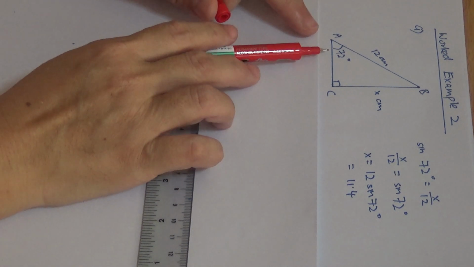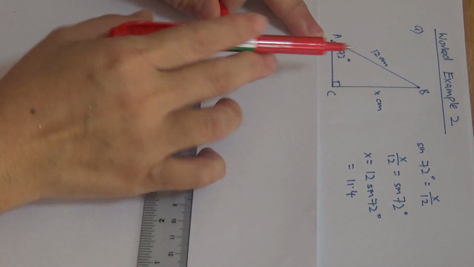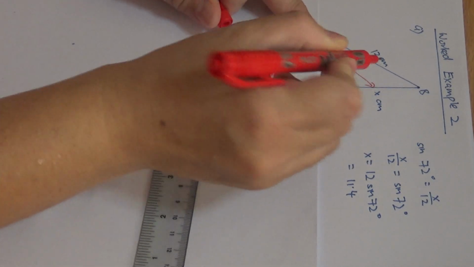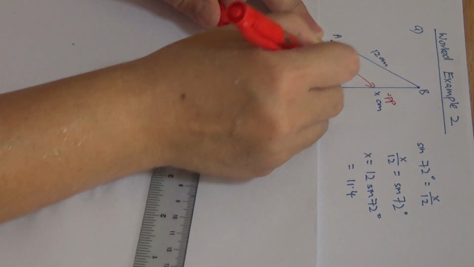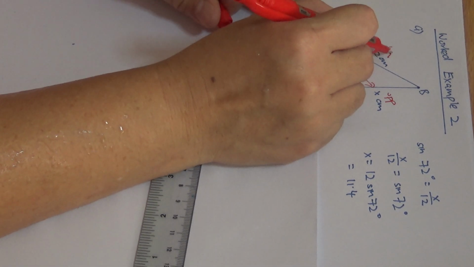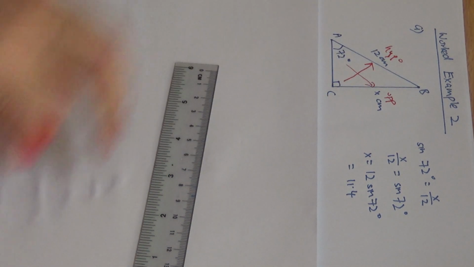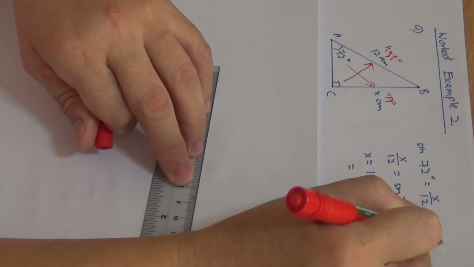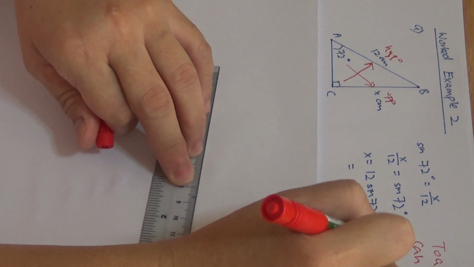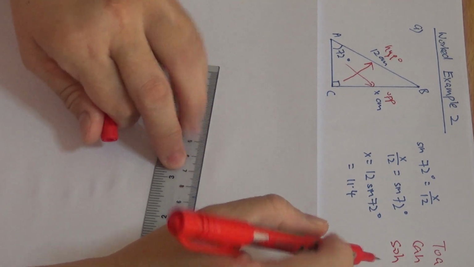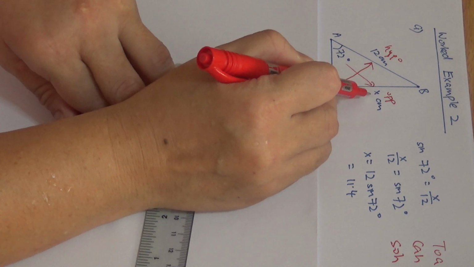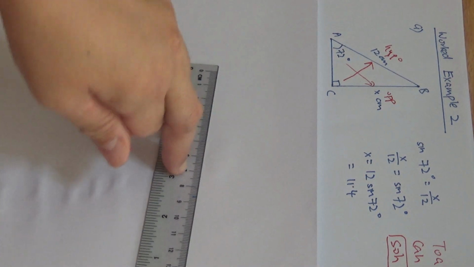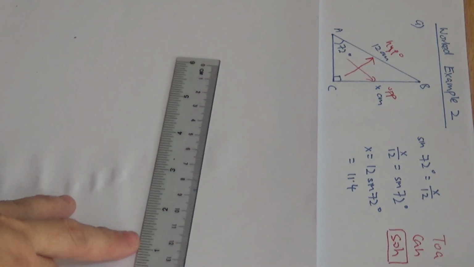Now you are given 72 degrees according to the question. Now with respect to 72, this side is the opposite side and this side is the hypotenuse because it's opposite the right angle. Okay, now once we have identified this, we will write down and see which one we are going to use. Now since I'm finding opposite and I know hypotenuse, so opposite, hypotenuse, I will use sine.